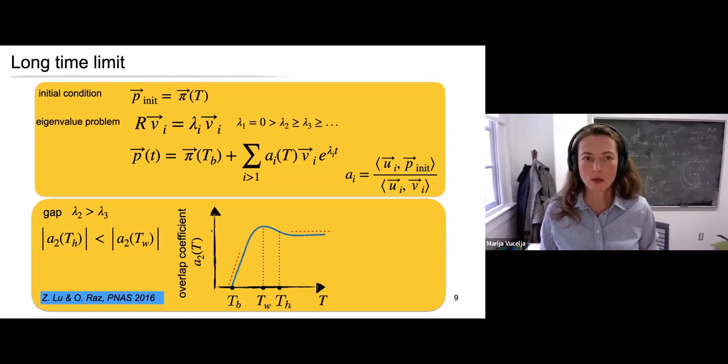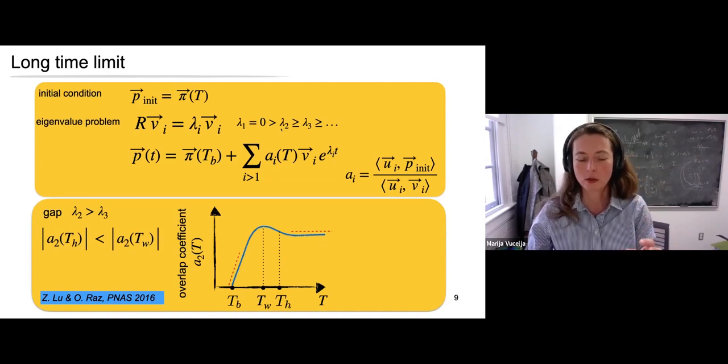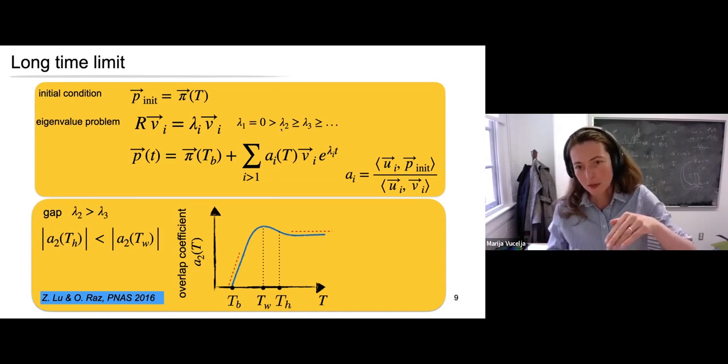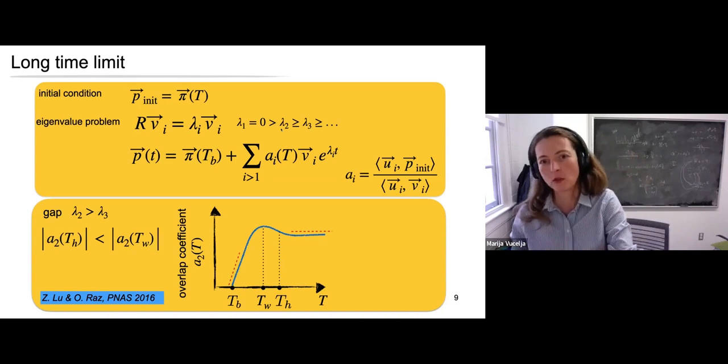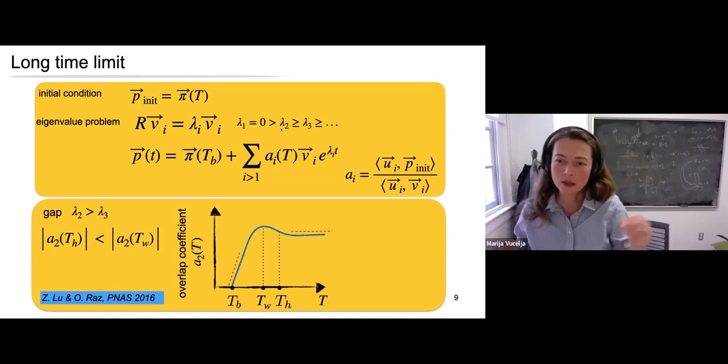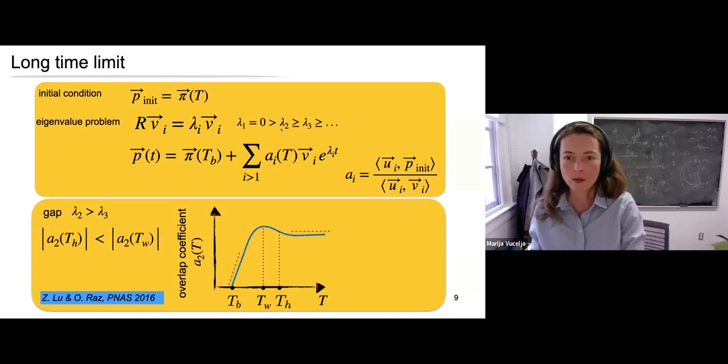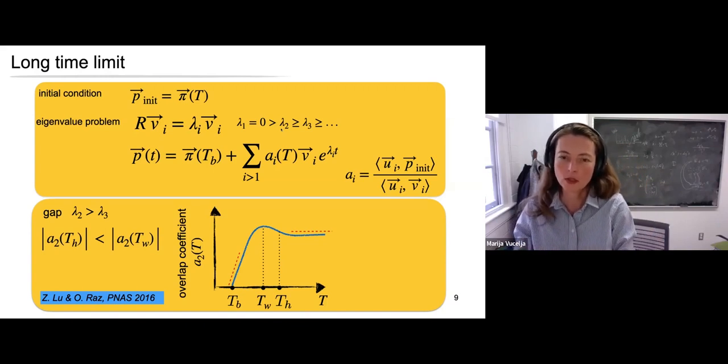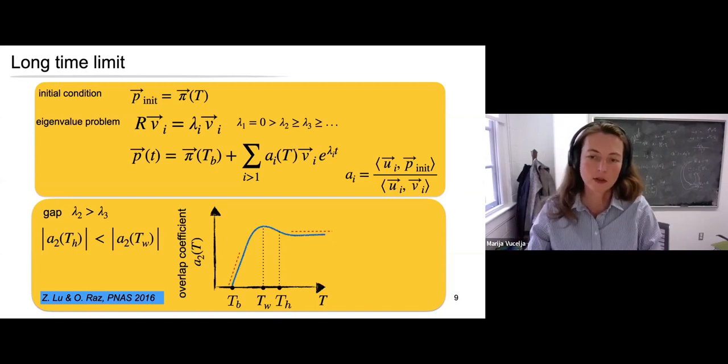everything can be decomposed. My probability distribution can be decomposed into the target distribution, the equilibrium at the end, plus some corrections, and corrections depend on the mode. And these modes are ordered. So lambda two is the crucial factor here. I'm looking at the last steps of this thermal relaxation, and lambda two is the slowest mode of your system. Once that mode dies down, those corrections die down, and I'm at the steady state that I want.